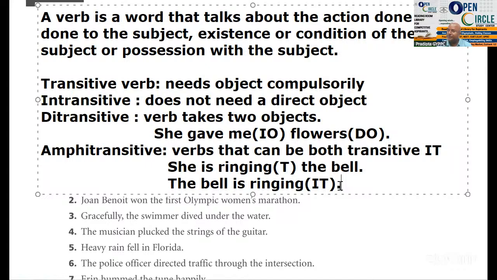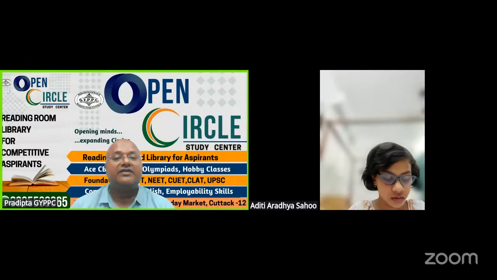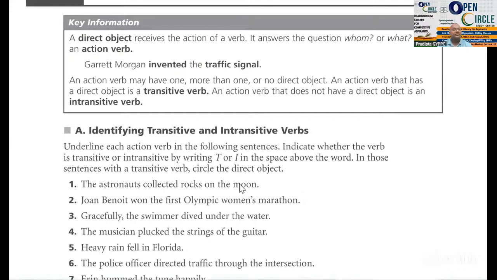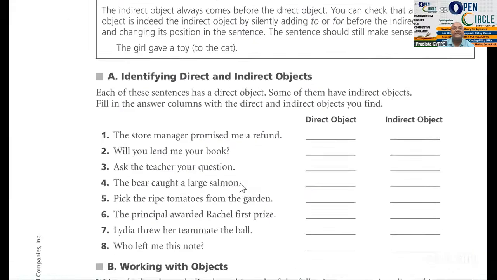Understand? Okay. So these are the features that I spoke about in the previous classes. Here you have been given an assignment: you have to identify whether the given verb is a transitive or intransitive one. Okay. So then let's go to the next lesson.